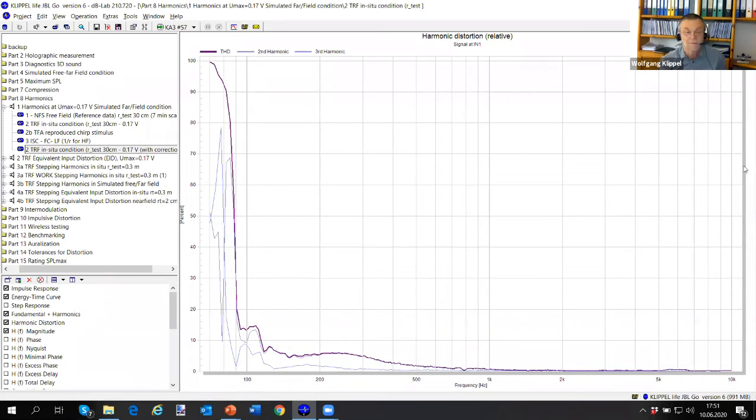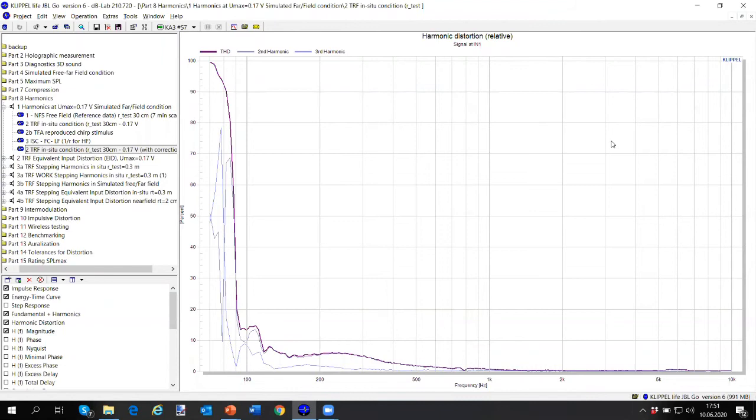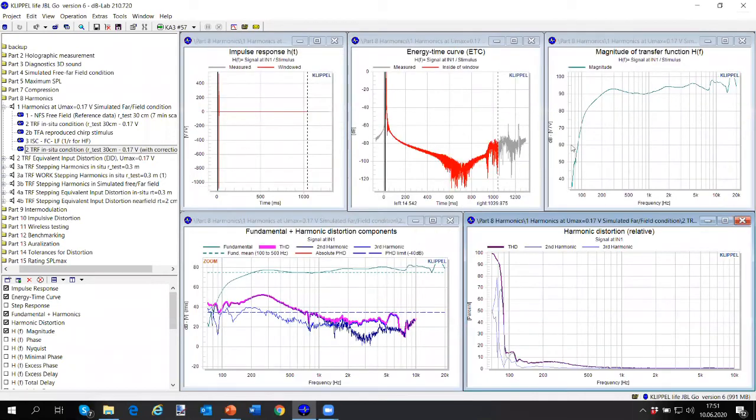Kent, do we have some hot questions to the short? Well, we've got some questions going back a little bit, and we can clean those up. For example, one question: if KLIPPEL has physical measurements in an anechoic room to compare with their processing, how well does the harmonic distortion match?